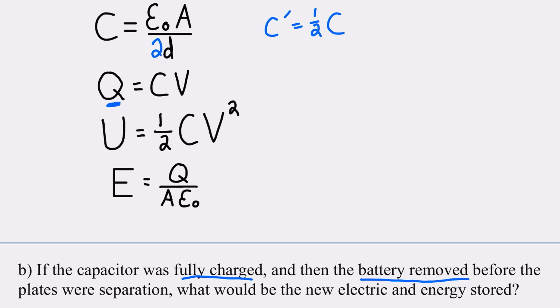So if I want the charge to stay the same, but the capacitance is going to half, that means I need to have twice the voltage to keep that charge value the same. So the new voltage will be twice the original voltage.